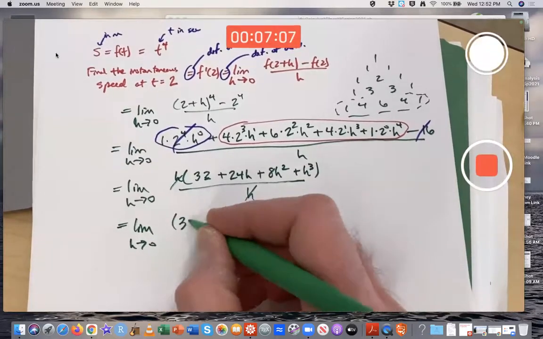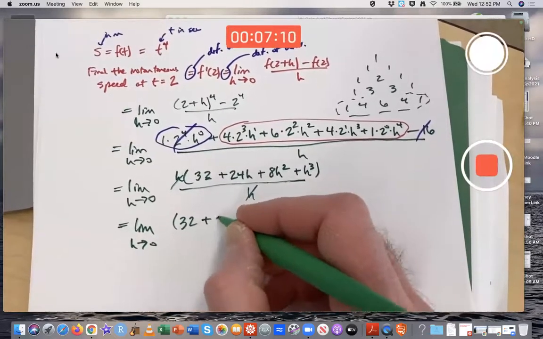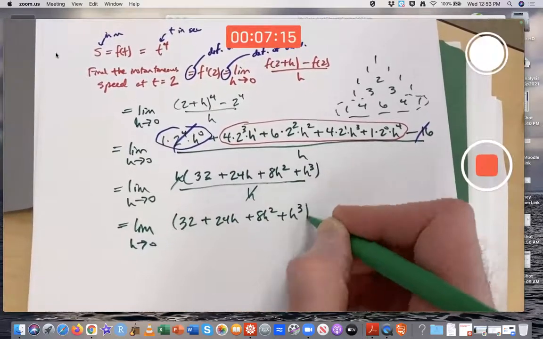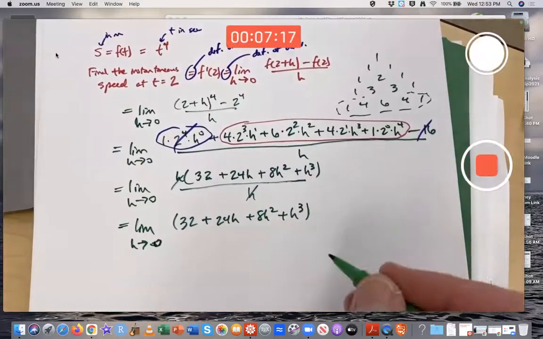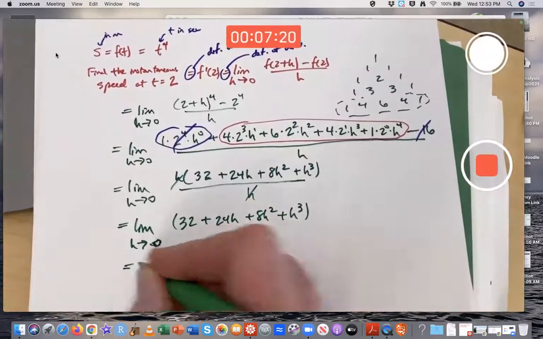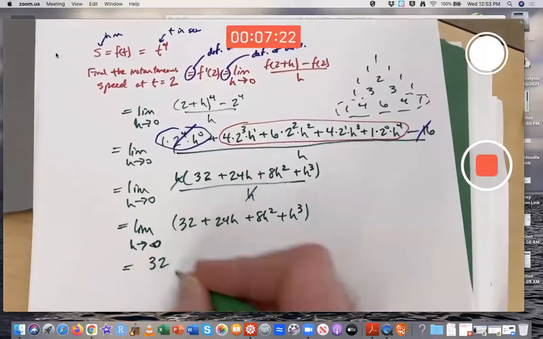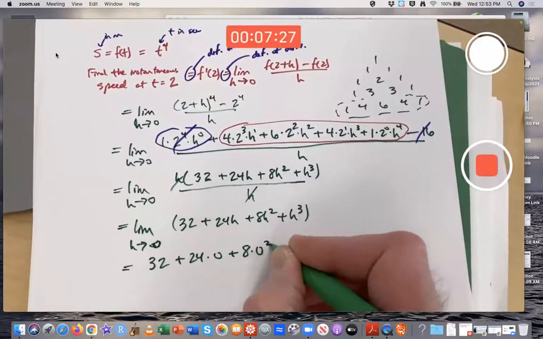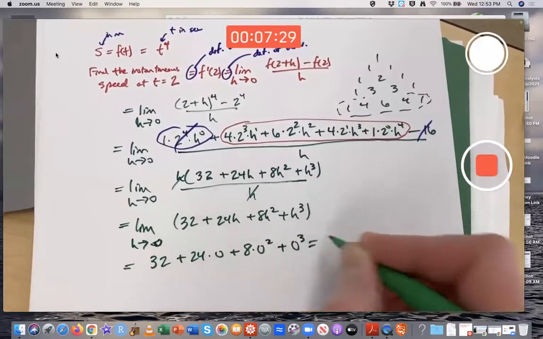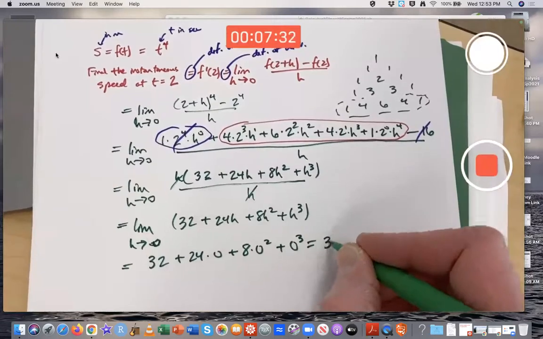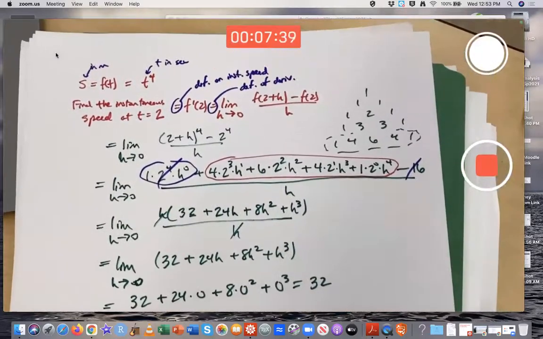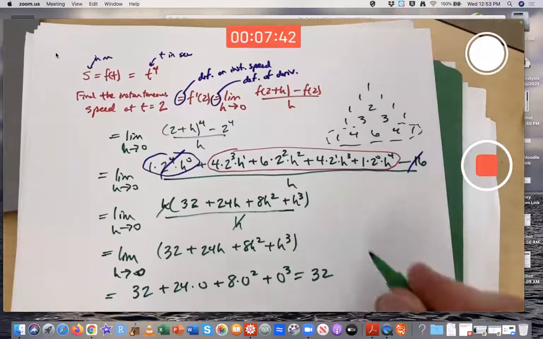And what I'm left with is the limit of 32 plus 24h plus 8h squared plus h cubed, that limit as h goes to 0. And now you are justified to plug in h equals 0. Now evaluate this limit. You don't have to show this line that I'm doing on a test, but it doesn't hurt. And for emphasis, I'm doing it. The final answer you could just jump to is 32. And using the units, it's a speed, so it's in meters per second.